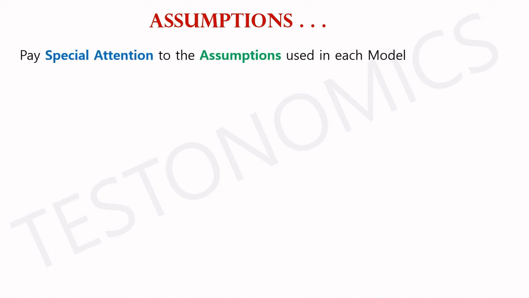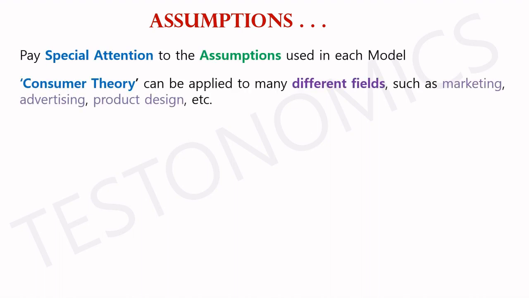Throughout this unit, in fact, throughout this course, you should have a clear eye on assumptions. You should know what assumption we are making. You should know why we are making those assumptions, and you should know the implications of those assumptions. So have a very good understanding of assumptions at each of these stages. Now, consumer theory can be applied to many different fields, such as marketing, advertising, etc. So it's not just the product that we will be discussing. The results or theory which we will discuss will be applicable to different situations.